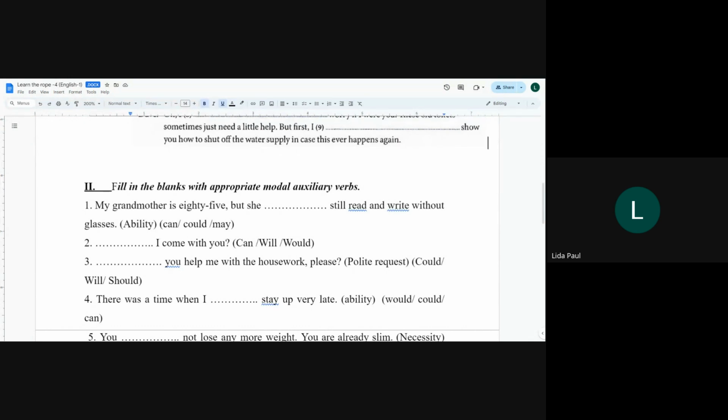Second one, blank I come with you. Can, will, would. Permission sentence.